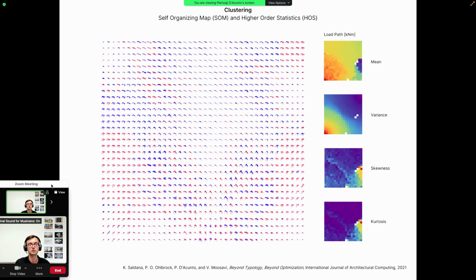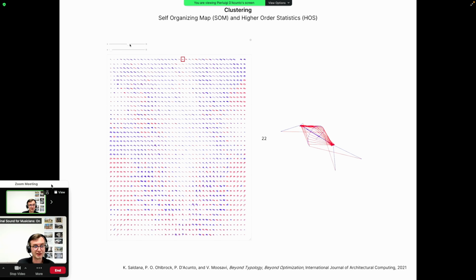On top of this, on the right, we see the possibility to map specific performative criteria. For example, in this case, we see the load path, which is a measure of the performance of the structure. And this is done on top of the map in order to allow the human designer to navigate within the map, check the different structural solutions, and then make a qualitative evaluation of the structure.